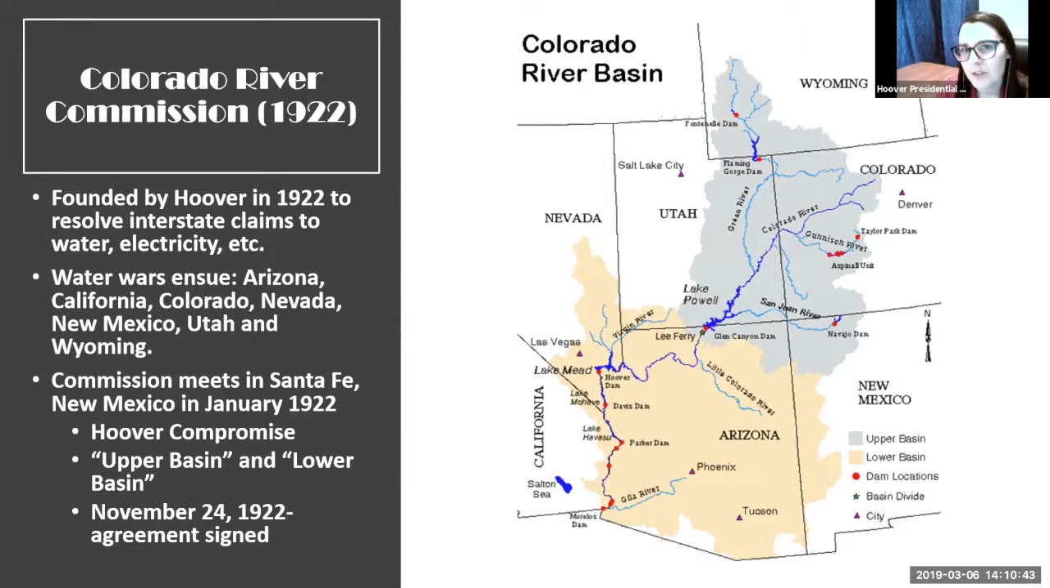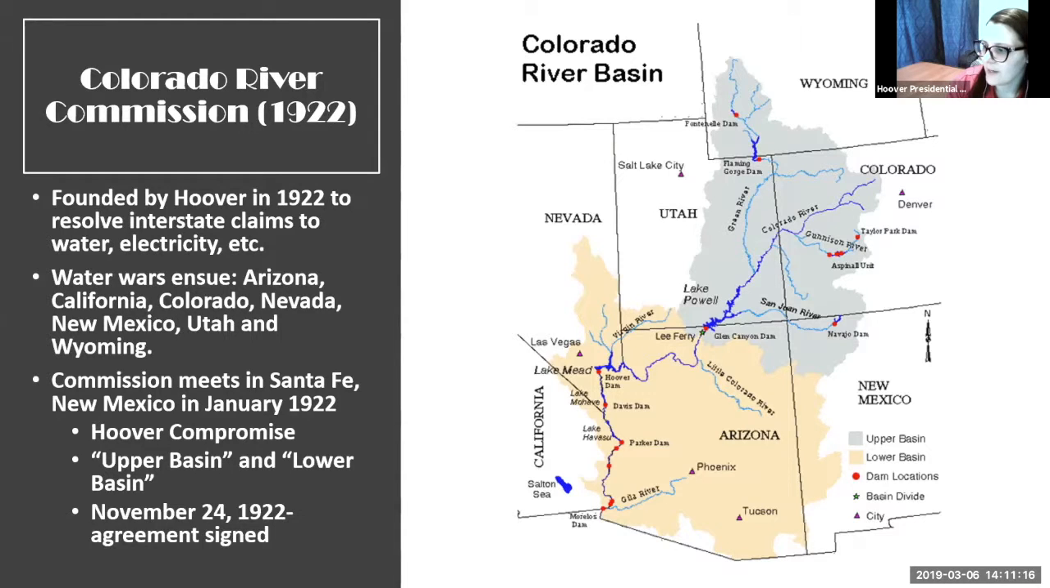The commission met for 2 weeks. They were meeting for 10 hours a day. And so Hoover finally proposed dividing the river basin into 2 regions, the upper basin states and the lower basin states. And this came to be called the Hoover Compromise. The Hoover Compromise was also called some other things after they agreed to sign it, but they signed an agreement November 24th, 1922, and they decided to divide the water at a later date.